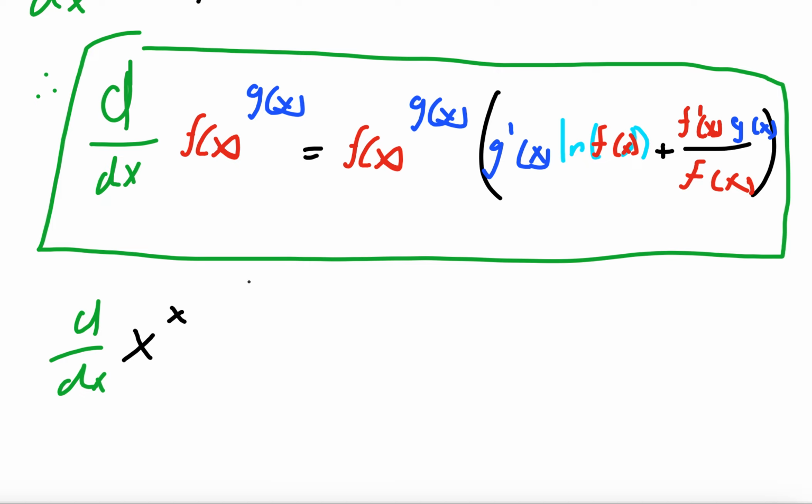So, x to the x, what's f of x? Well, f is equal to x, right? And g is equal to x. Then f prime is equal to 1, and so is g prime. So then we can just plug these values into the formula.